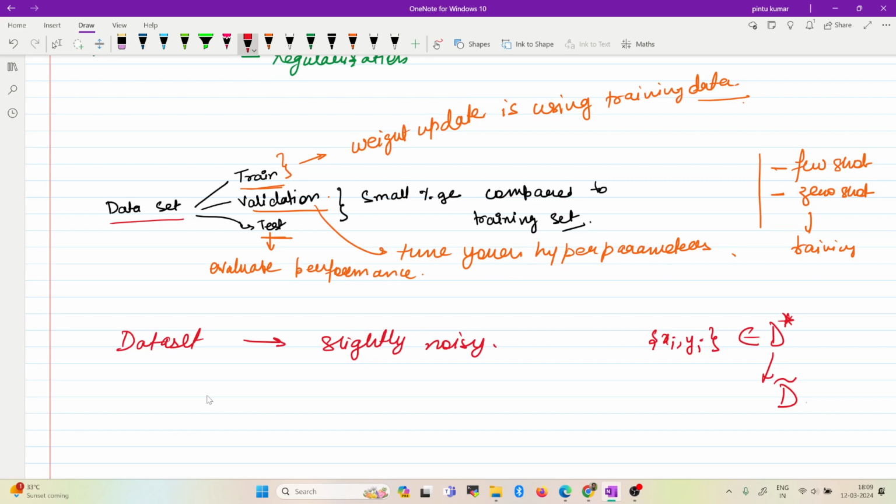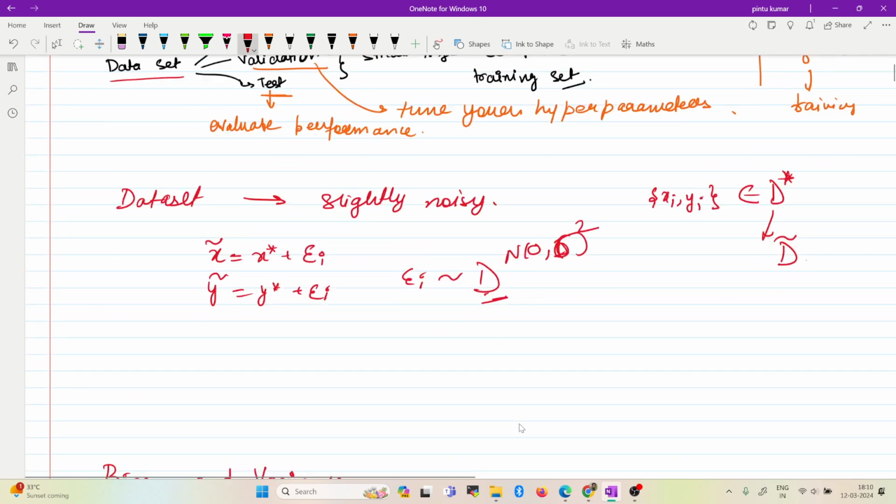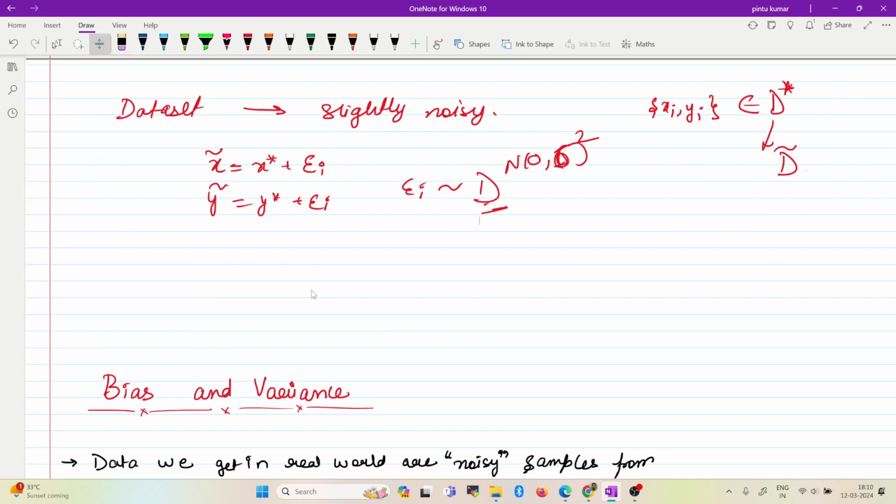In simple words, let's say your original x is x star. What you have obtained is something like x star plus some noise, or there is even a possibility that the y that you have obtained is some y star plus some noise, where this noise can follow some distribution. Generally people assume this to be a standard normal distribution because your analysis becomes easy, but this can be any arbitrary distribution that you need to estimate.